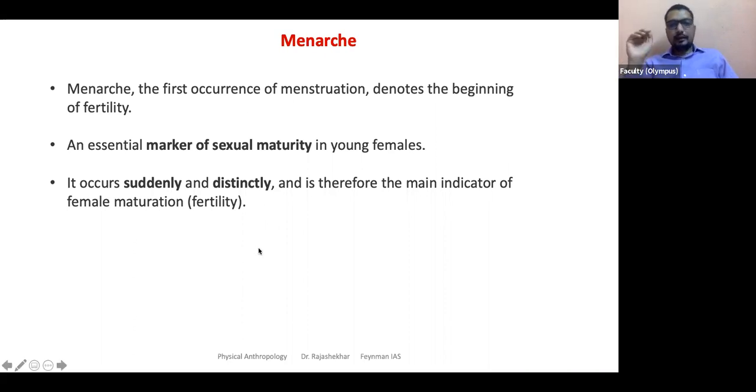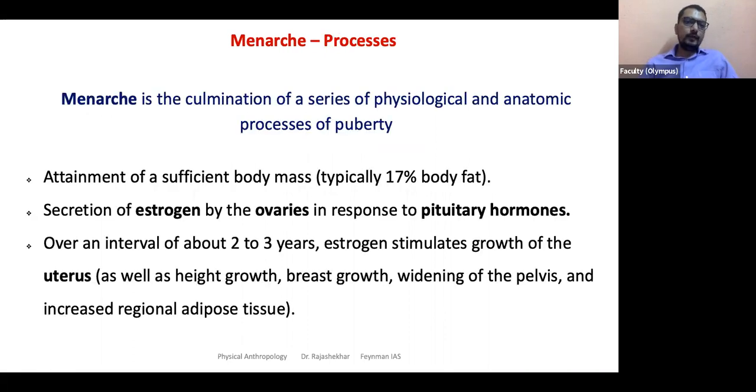And menarche actually occurs suddenly and distinctly, as opposed to the next process that we talk about, menopause. Menarche is a sudden and distinct process. It suddenly happens. Of course, a lot of preparation goes on in a woman's body for that, and therefore it is a main indicator of female fertility. But this is a sudden onset that happens with respect to menstruation. That is more visible.